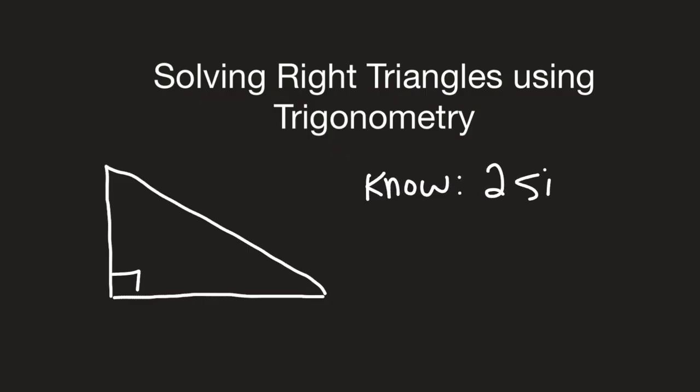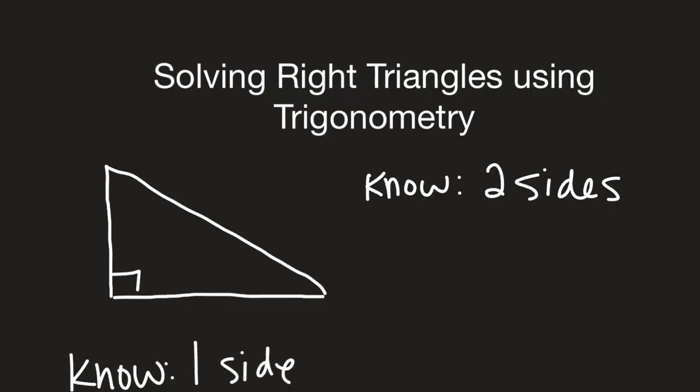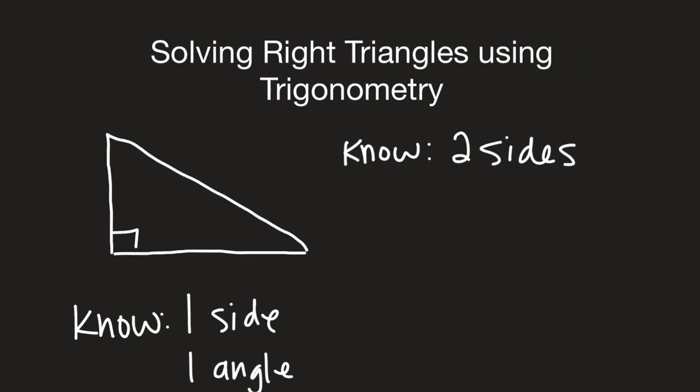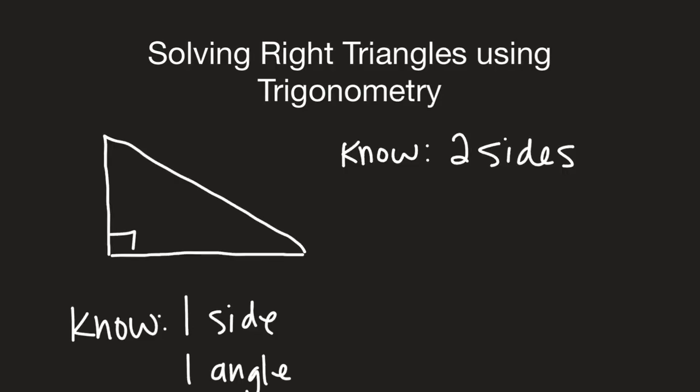We have to know two things about our right triangle. We either know two sides or we know one side and one angle. Okay, we have to know two things about our triangle in order to solve for anything. Right? If we only know one side, then it's just a dumb triangle and we can't do anything. And if we only know one angle, then it's just a dumb triangle and we can't do anything. So we have to know two things. We either know two sides or we know a side and an angle.